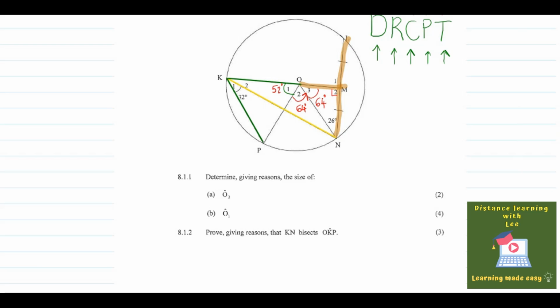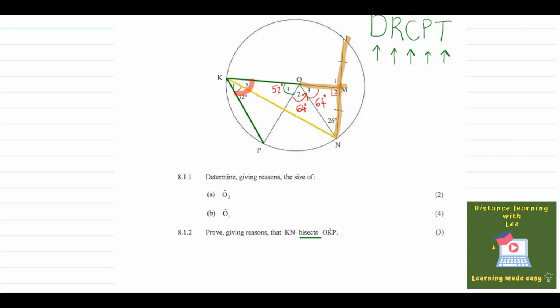So the key word here is bisects, right? And what do we know about bisects? If something bisects something, that means that you are left with two equal sides on either side of the line that is doing the bisecting, right? So the line that is doing the bisecting is our line KN, okay? And we are told that this line bisects our angle K. This line bisects this whole angle here, meaning that our angle K1 and our angle K2 are equal.